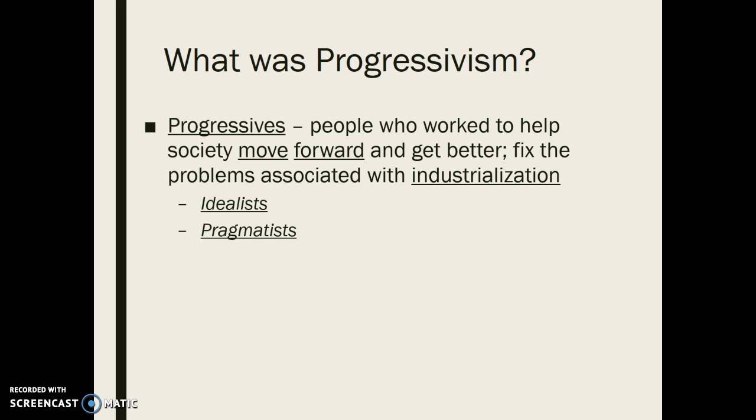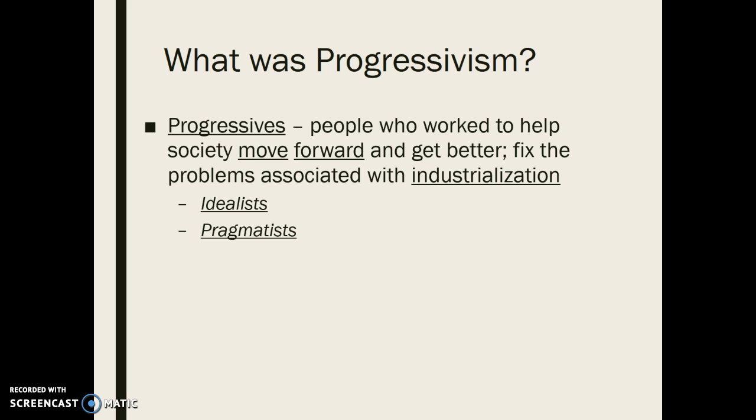We're going to talk about two different types of progressives. We have idealists and pragmatists. Idealists are people who have the perfect vision of a solution to the problem that they care about in mind and will accept nothing less. A pragmatist is more realistic. Pragmatic means realistic, and they're willing to accept progress, maybe not a perfect end to their work, but in their minds, some progress is better than none.